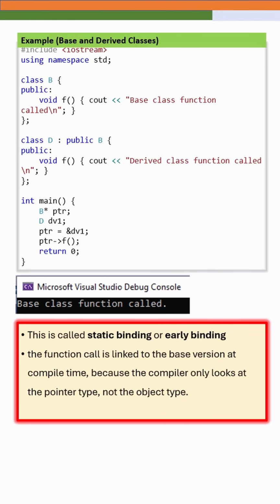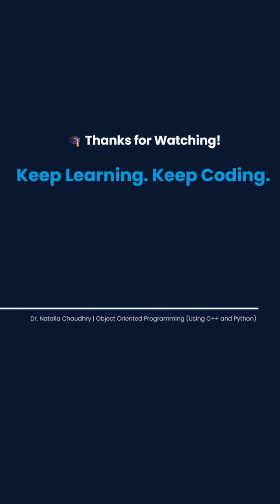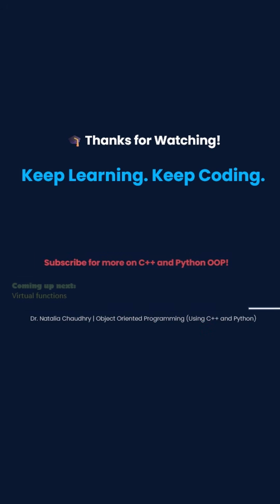That is, the function call is linked to the base version at compile time, because the compiler only looks at the pointer type, not at the type of the object. In other words, the invoked function depends entirely on the type of the handler, that is the pointer or a reference, not on the type of the object it points to.